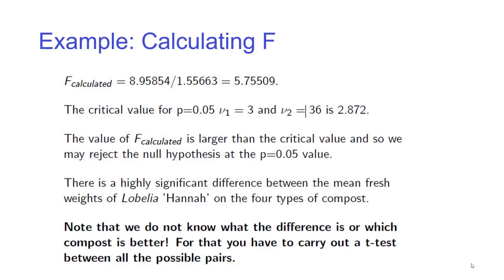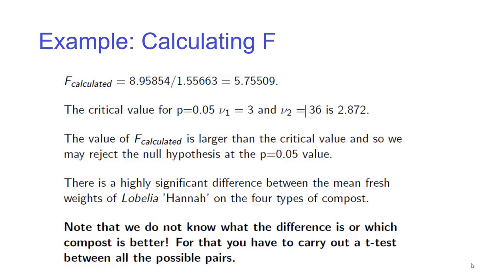which gives you an F statistic of 5.75509. Now the critical value for a p-value of 0.05 with 3 degrees of freedom for V1 and 36 for V2 is 2.872. So the F calculated is a lot larger than the critical value, so you can reject the null hypothesis that there is no difference between the different groups at the 0.05 level. There's actually a very highly significant difference between the different groups. However, the only thing this has told us in the F test is that there's a difference between the 4 different groups. It's not told us what the actual differences are, which to my mind is not very useful.